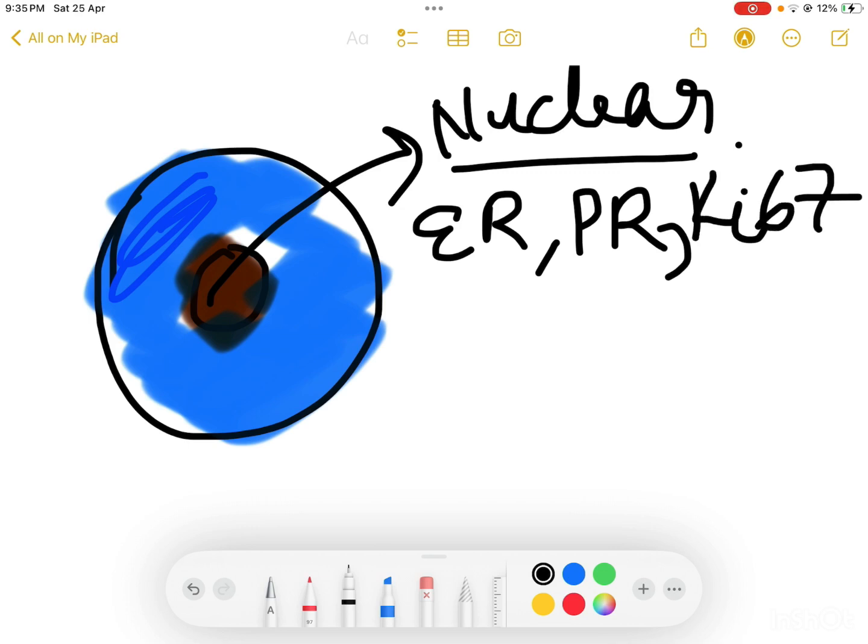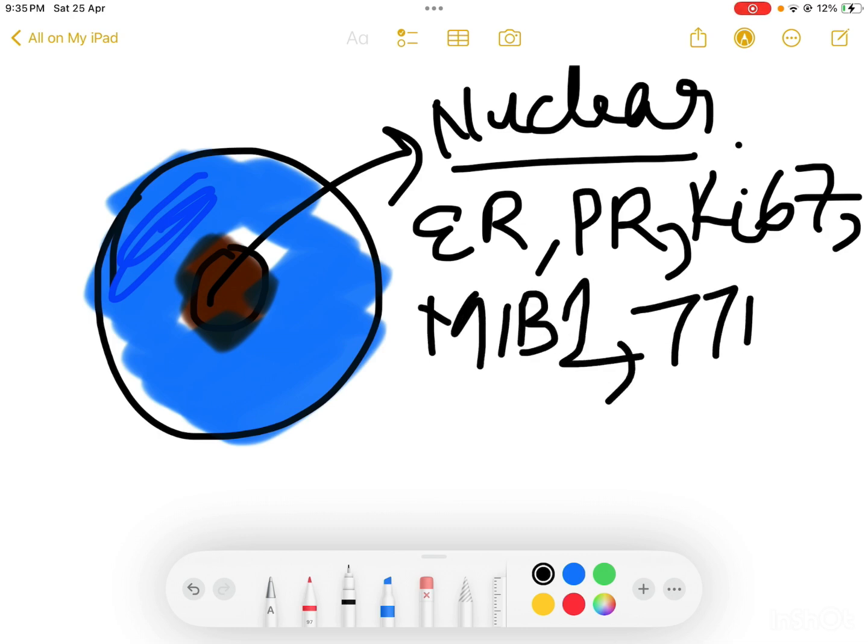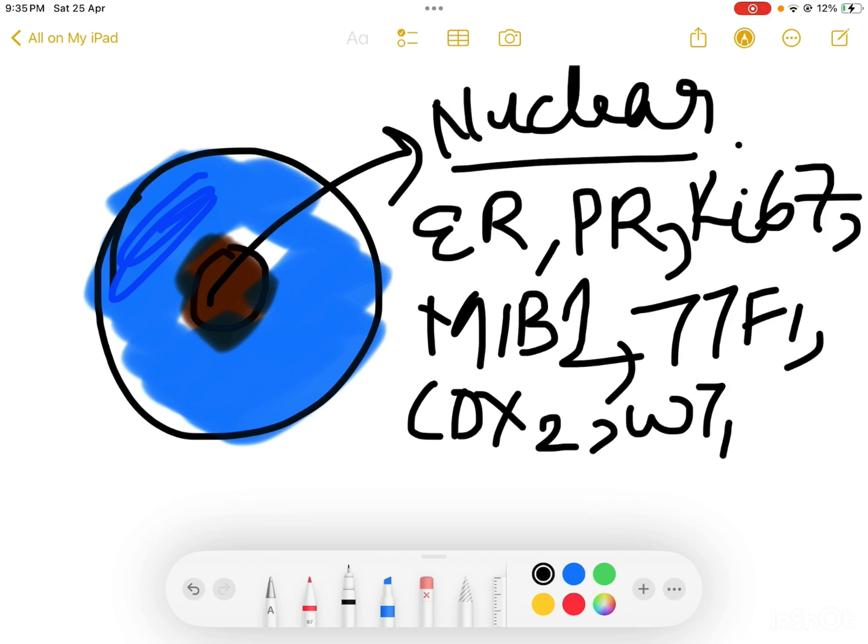Why Ki67? Because as you know, Ki67 is a mitotic marker, and the function of the nucleus in the cell is to divide the cell. So in cell division you require the nucleus. So Ki67 is a protein that is staining the nucleus. In the same way, MIB1 also is giving you nuclear staining, and then others are TTF1, CDX2, WT1. These are the proteins that are present in the nucleus.